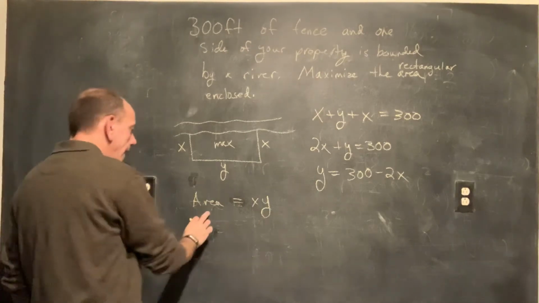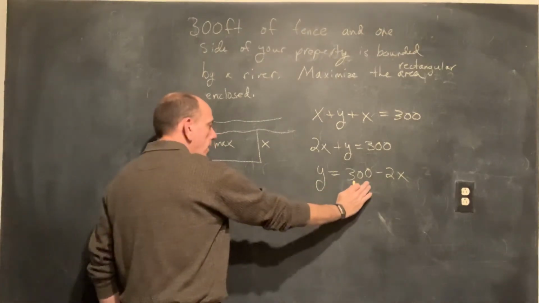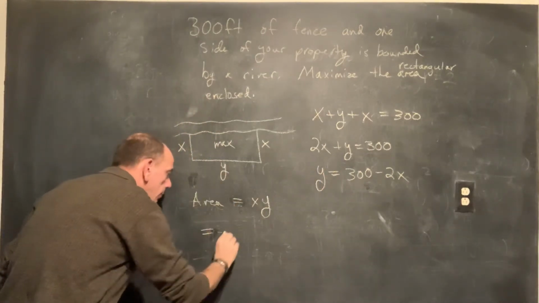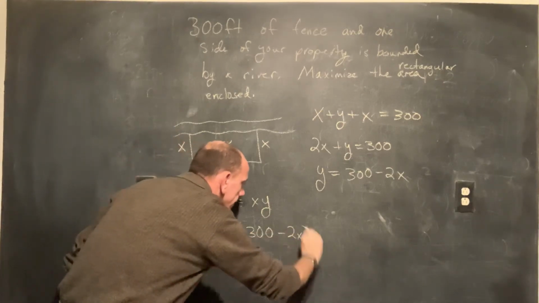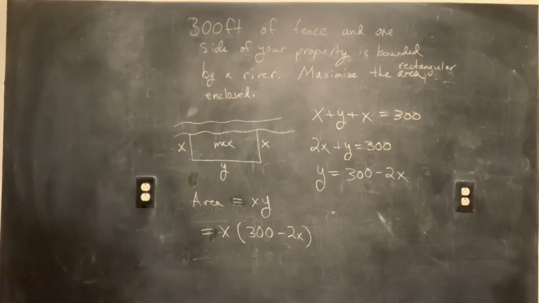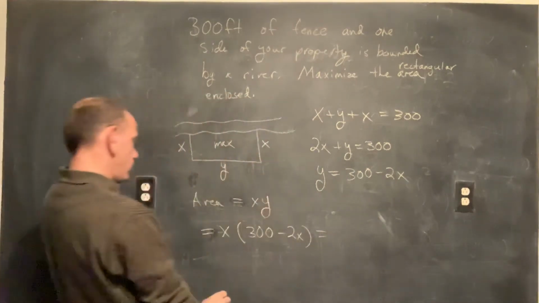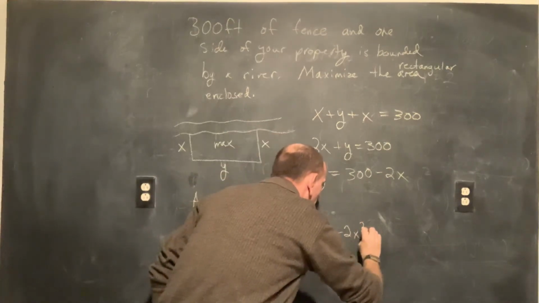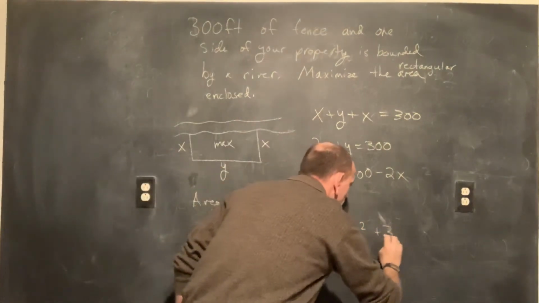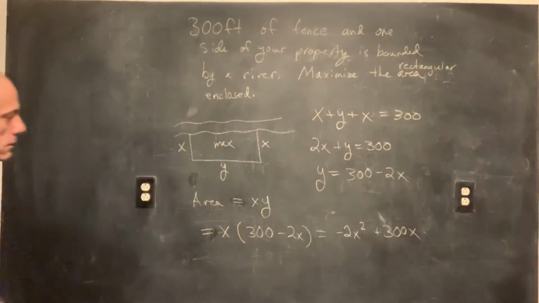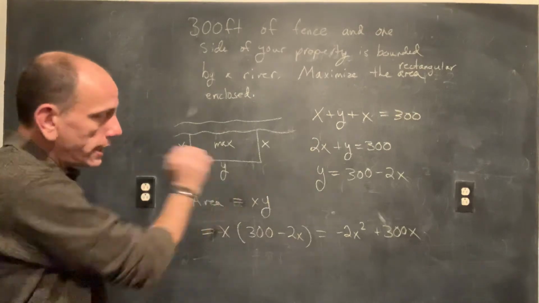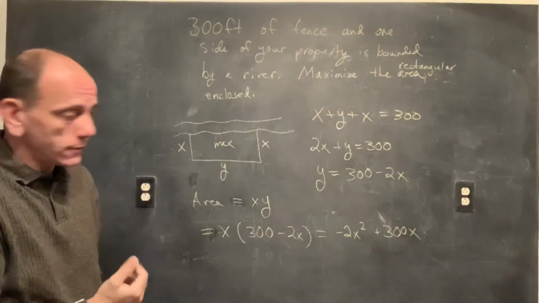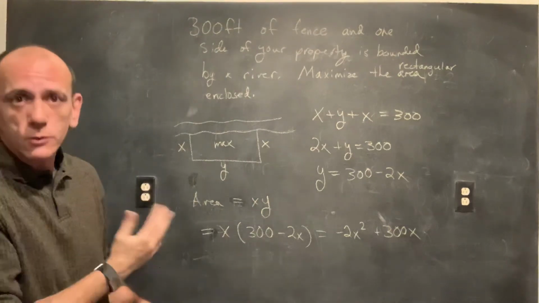Nice. Okay, so we go back to our objective function. We take our constraint and we're going to use it to eliminate a variable. And x times 300 minus 2x, and that looks like negative 2x squared plus 300x. Now this is my area function, it's the objective function. I've substituted in and rewritten it all in terms of the one variable x. I could have done it in terms of y, but this one was slightly easier.